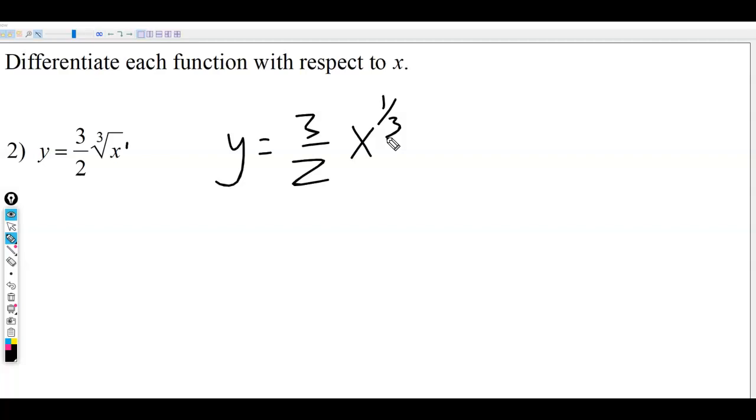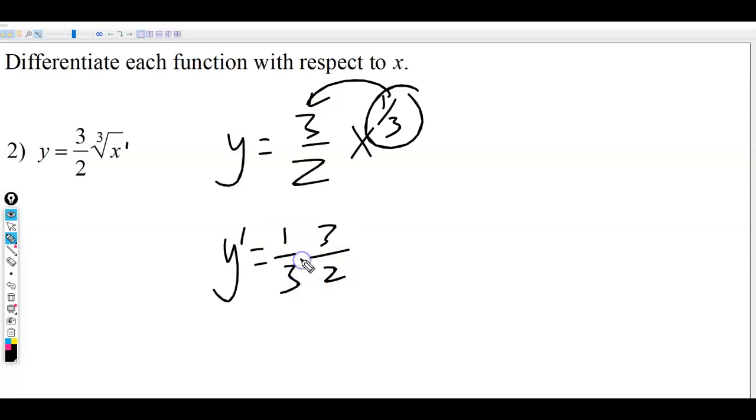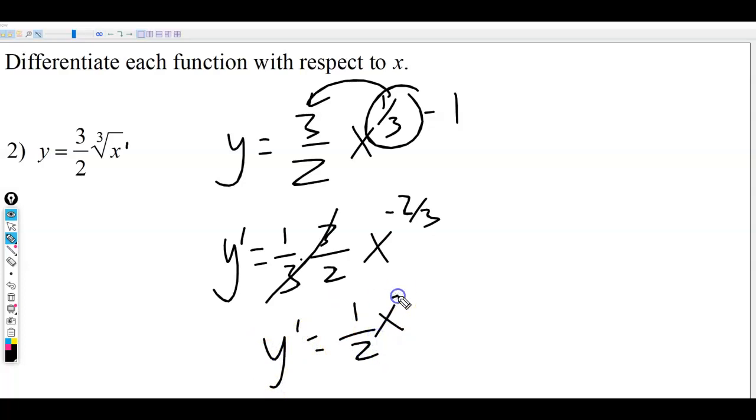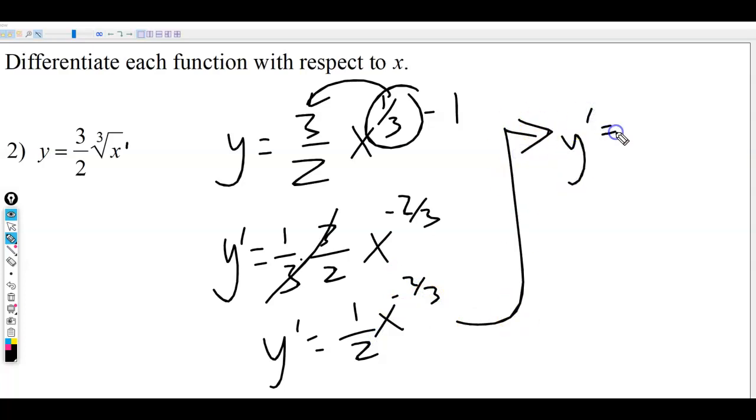Now the next thing we're going to do is apply our power rule. If I want to take the derivative, I'm going to take this and multiply it to the front. This time I'll actually show my work. We also want to take 1 away from that, which is going to make it negative 2/3. In this case, the 3's are going to cancel when we multiply those two fractions in the front together. And so y prime is equal to 1/2 x to the negative 2/3. Now they may leave their answer like that, but another way that answer can be written is like this.